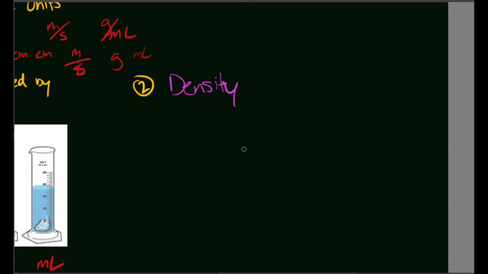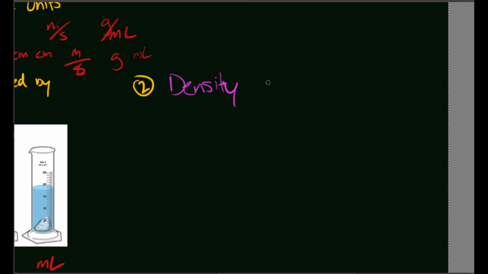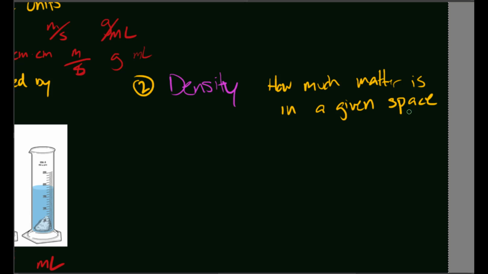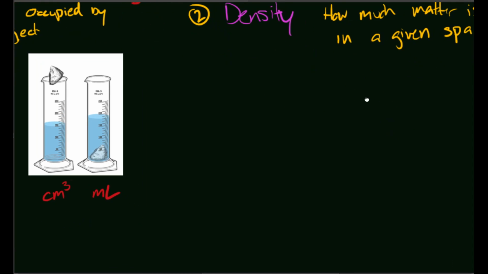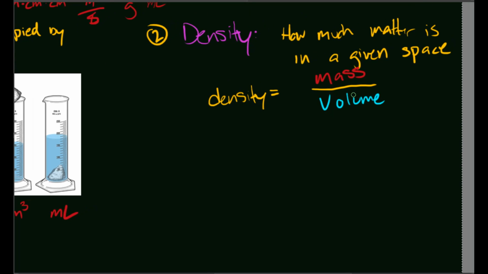Alright, so for our other derived unit, we have density. So what is density? Density is how much matter is in a given space. So how do we write that equation? We just write density equals the mass divided by the volume. So how much stuff is inside a given space?